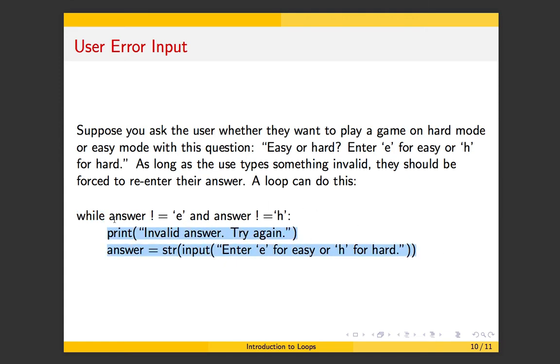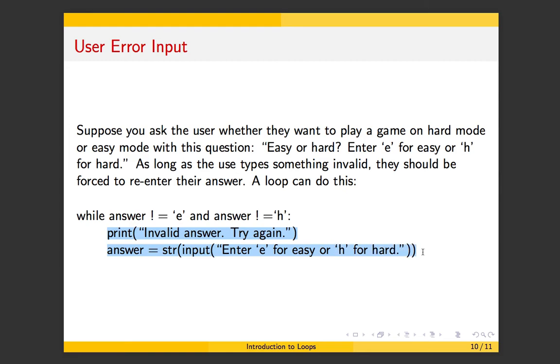So suppose they've already messed up. They've already entered a T or something. Now you go into the loop, and you tell them that's invalid, try again, and now you grab an answer from them again. Well, what if they type a T again? Well, T is still invalid. So Python checks, is this still true up here? Have they still entered something invalid? And they have. So it'll repeat this code.